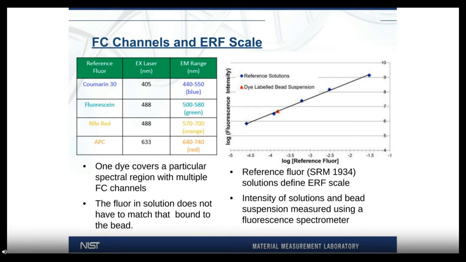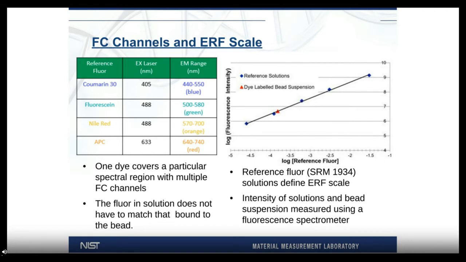We have a serial dilution of the reference fluorophore solution, shown with the blue points here. The blue points give us a calibration line of fluorescence intensity in terms of reference fluorophore concentration. It's important to note here that ERF actually expresses fluorescence intensity in terms of reference fluorophore concentration, so it's not what you would typically think of as a fluorescence intensity. We then take the bead suspension intensity, put that on our calibration line, and are able to deduce the fluorescence intensity of the bead in terms of the reference fluorophore concentration.